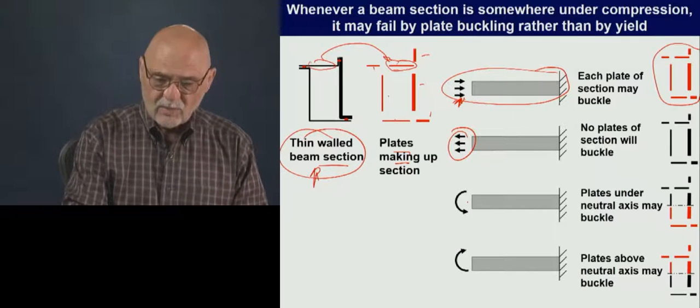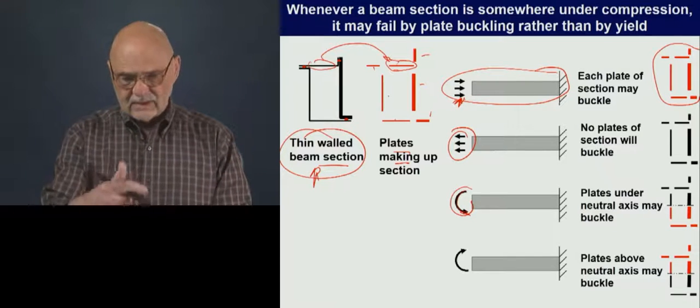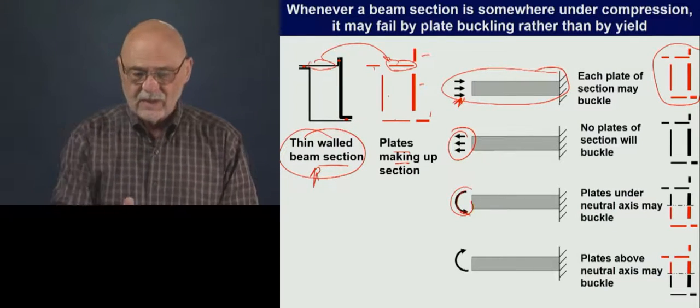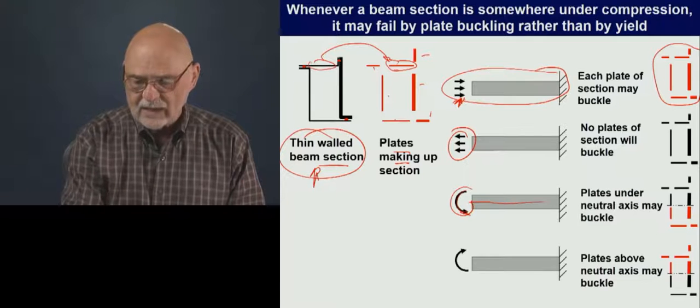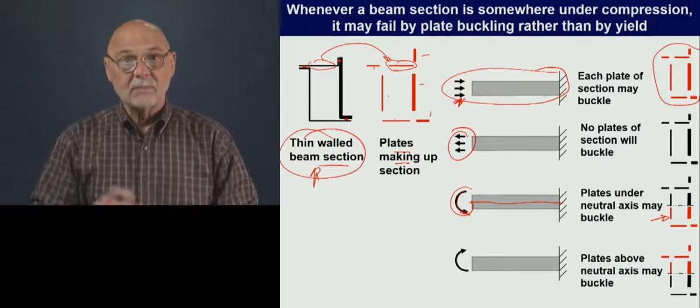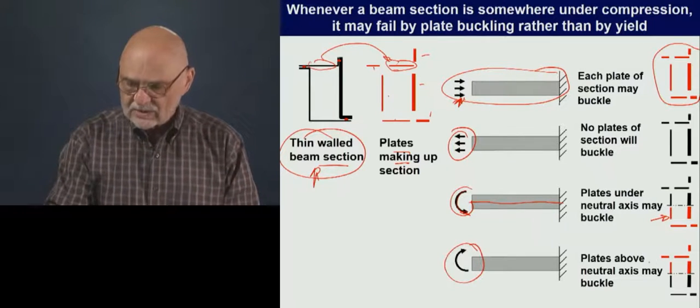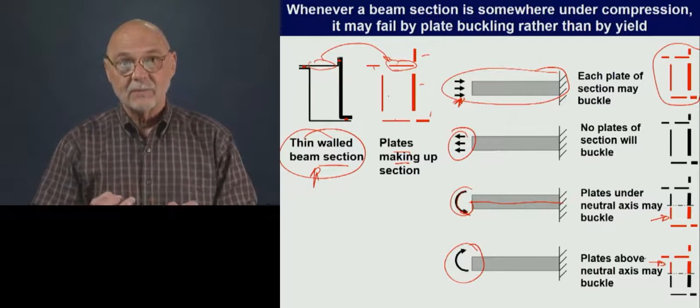It gets more interesting when we're applying moments. So here's a moment in the counterclockwise direction that would put everything below the neutral axis into compression. So only those plates might buckle by plate buckling stress. If we reverse that, now only the ones above the neutral axis might fail by plate buckling.